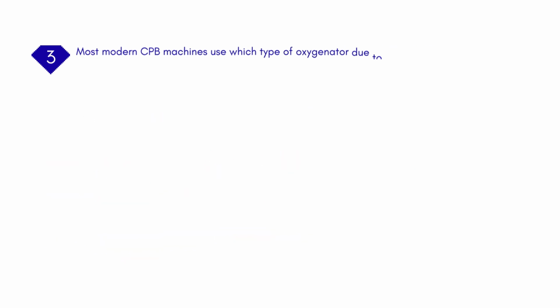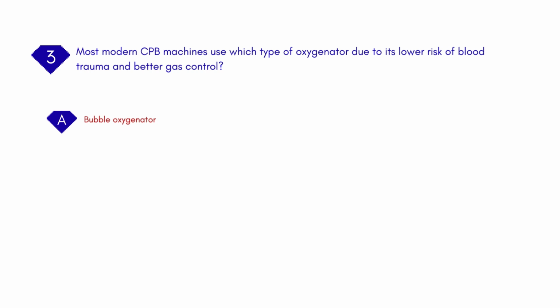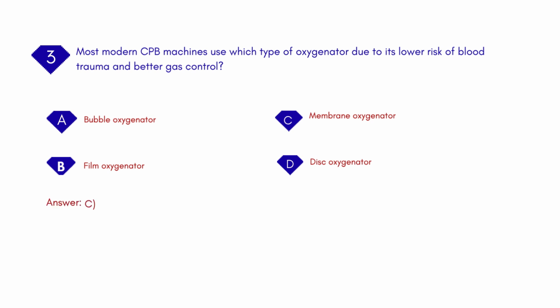Most modern CPB machines use which type of oxygenator due to its lower risk of blood trauma and better gas control? A. Bubble oxygenator. B. Film oxygenator. C. Membrane oxygenator. D. Disc oxygenator. Answer: C.